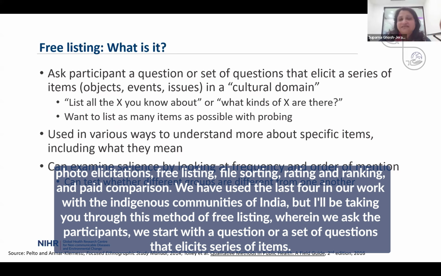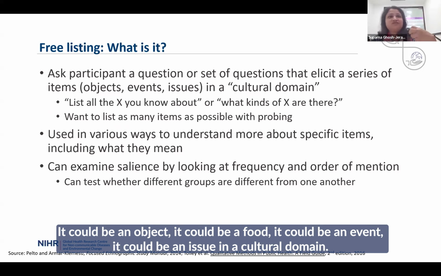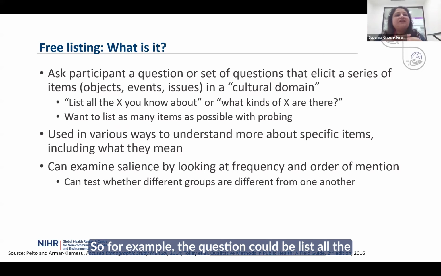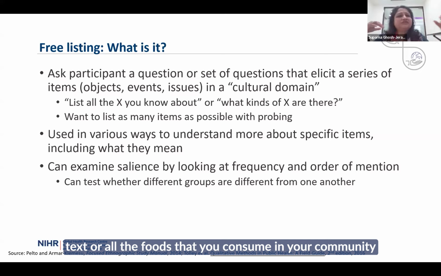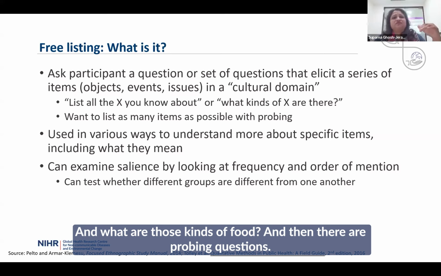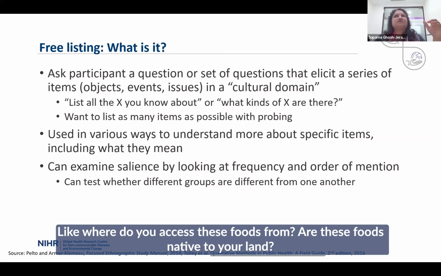through this method of free listing, wherein we start with a question or a set of questions that elicits a series of items. It could be an object, it could be a food, it could be an event, it could be an issue in a cultural domain. So, for example, the question could be: list all the foods that you consume in your community, and what are those kinds of food? And then there are probing questions like, where do you access these foods from? Are these foods native to your land?